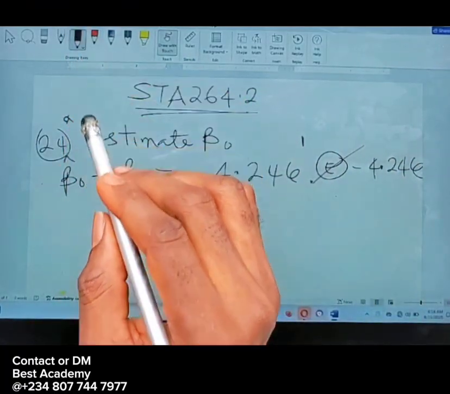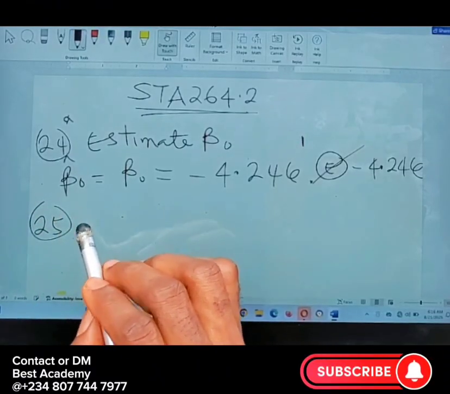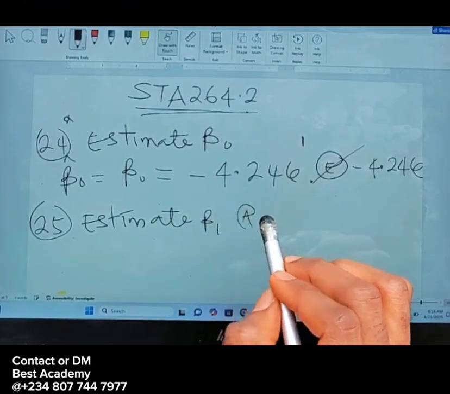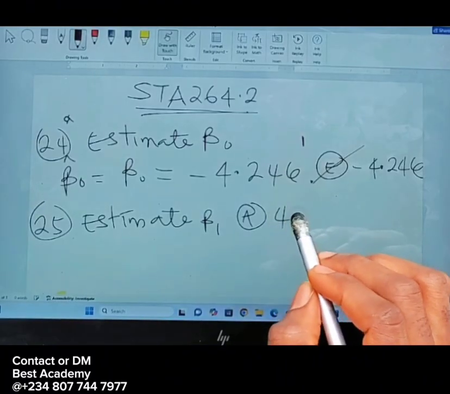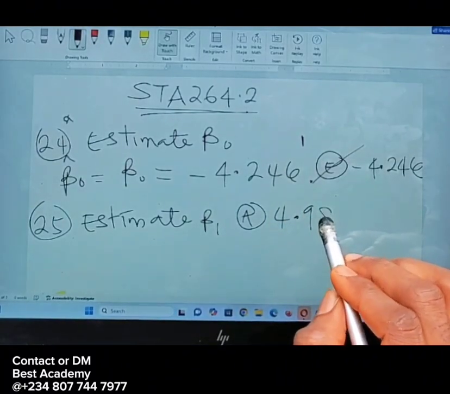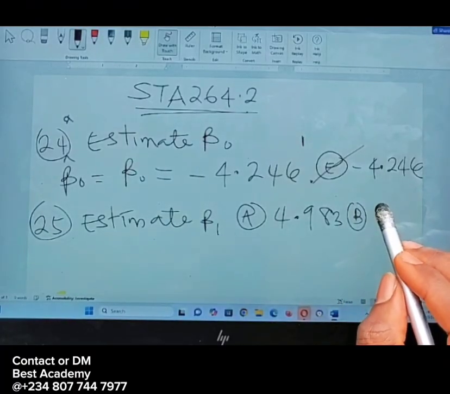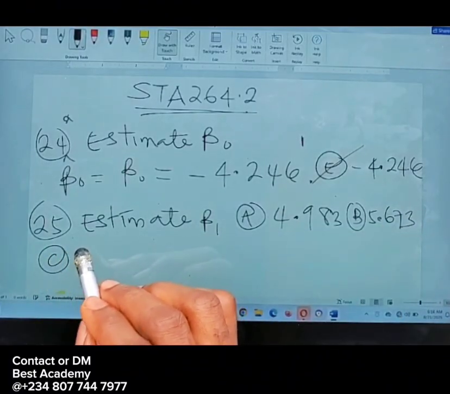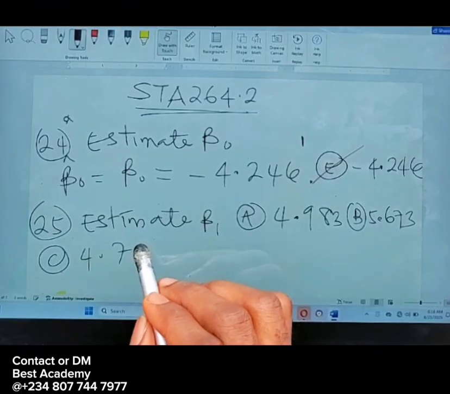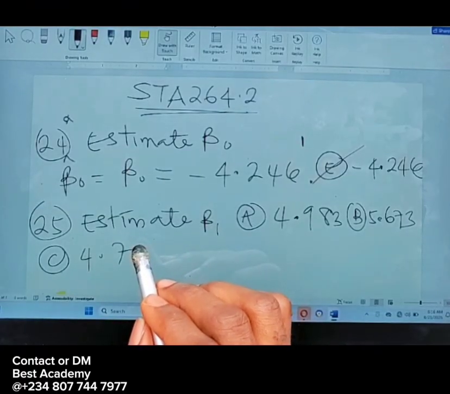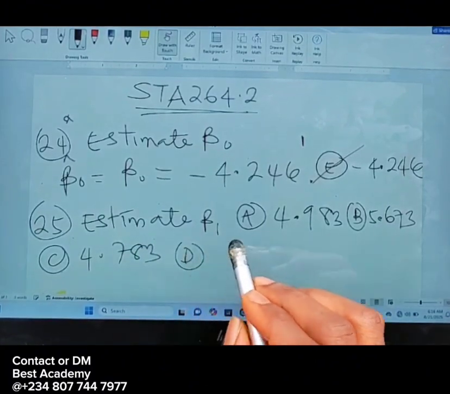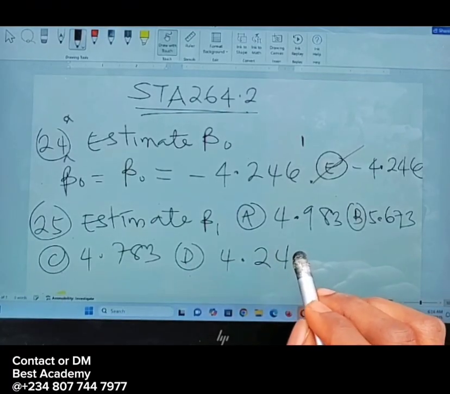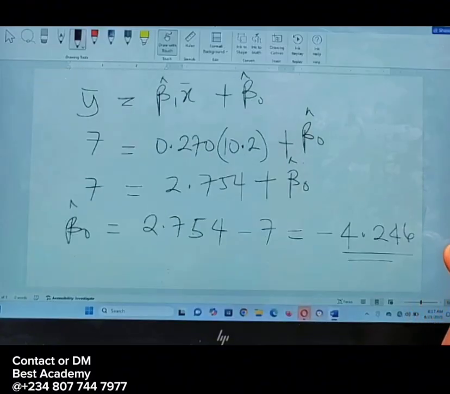Okay, now for 25, they said estimate beta 1, and the options here are A 4.983, B 5.673, C 4.783, D 4.246. Okay, now for beta 1, please don't mistake beta 1 with beta naught.